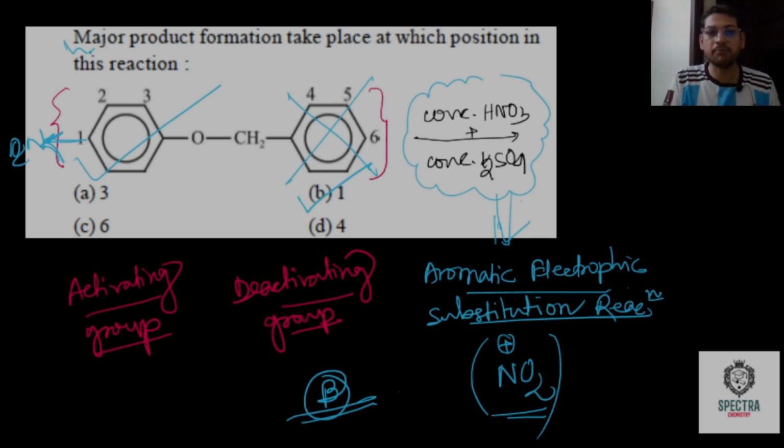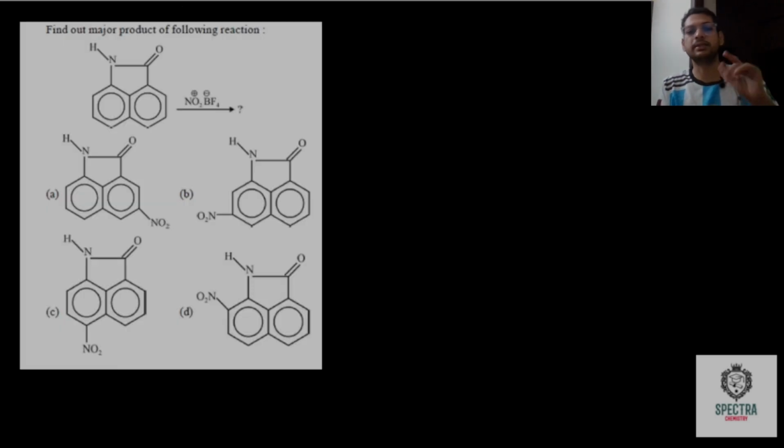You see, they are asking for the major product. And if they ask for the minor product, then it is this position or this position. So 3 will also be an answer. 3 and 1 are answers, but 1 is the major product. So I hope you got it right. Now with the same logic, we will do this question.